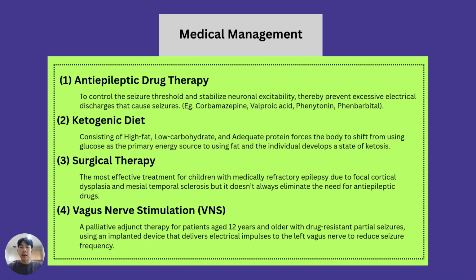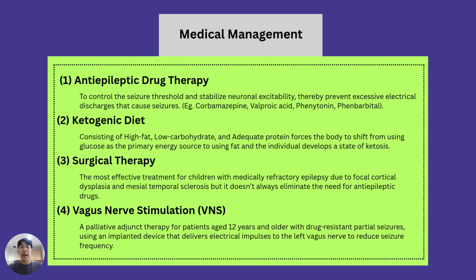After confirming the diagnosis of epilepsy in a child, the next important step is medical management. The main goal of the management is to control seizures, prevent complications, and have the child live as normally as possible. In this stage, the nurse plays an important role in monitoring the child's condition, administering medication correctly, providing family education, and supporting adherence to treatment. There are four main approaches to medical management.